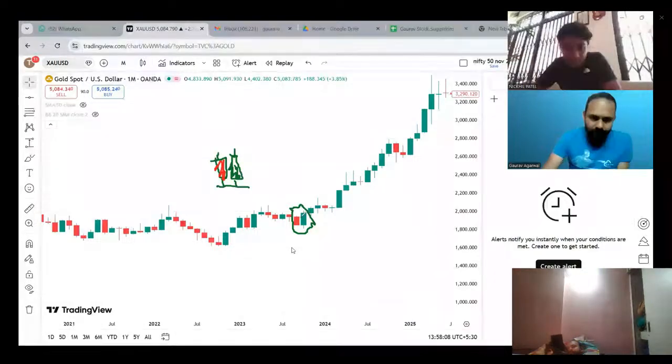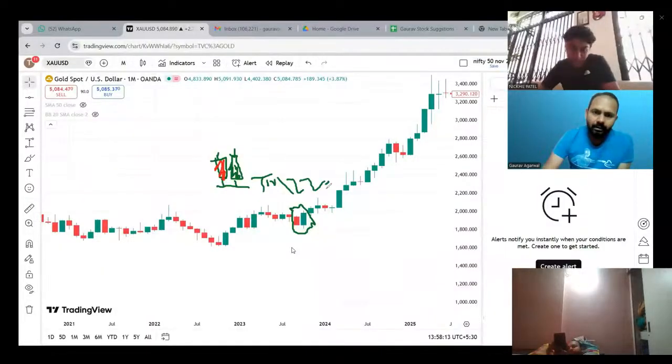This is called a tweezer bottom. It means the stock or the instrument has stopped the downtrend and the reversal may start soon. Oh, okay. So it happens in a downtrend, right? Yeah, once the downtrend is completed, you can say that it's a kind of reversal pattern. Also, you can call it that.